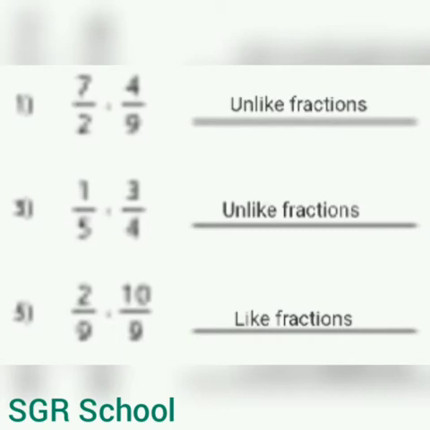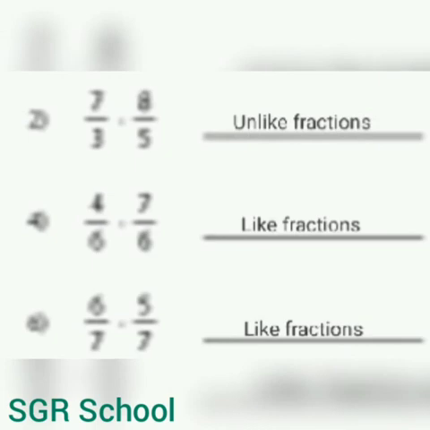In the second one, 1 by 5 and 3 by 4, we can see that their denominators are different. The first denominator is 5 and the second is 4. So these are unlike fractions. Next is 7 by 3 and 8 by 5. We can see that the denominators are different. So these are unlike fractions.